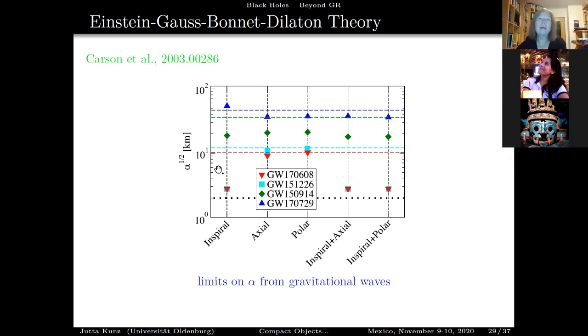You see there are bounds where these gravitational wave observations have been included. There are bounds from the inspiral, from the axial, from the polar, and from the combination. So one does get some limits already, and this will of course improve, but certainly one will also have to obtain the gravitational waves for the rotating black hole cases.